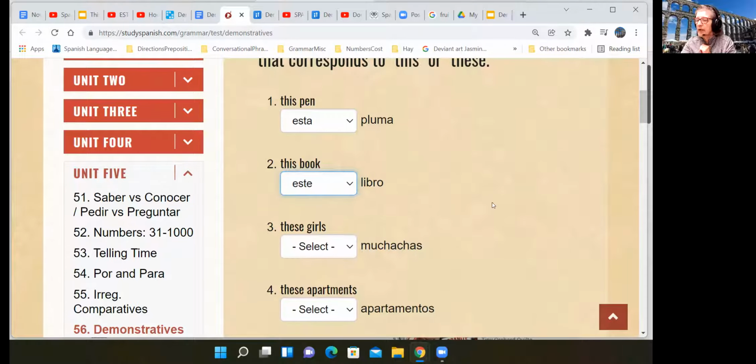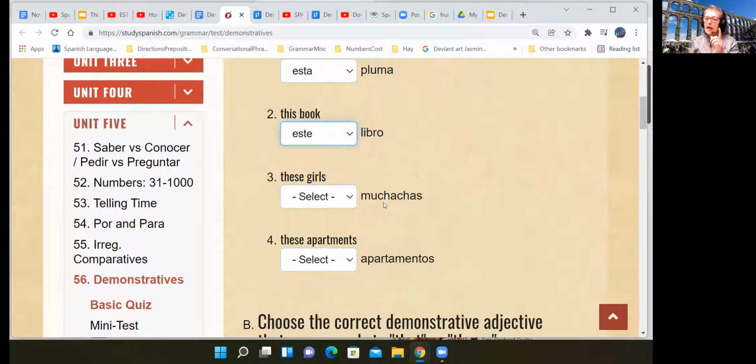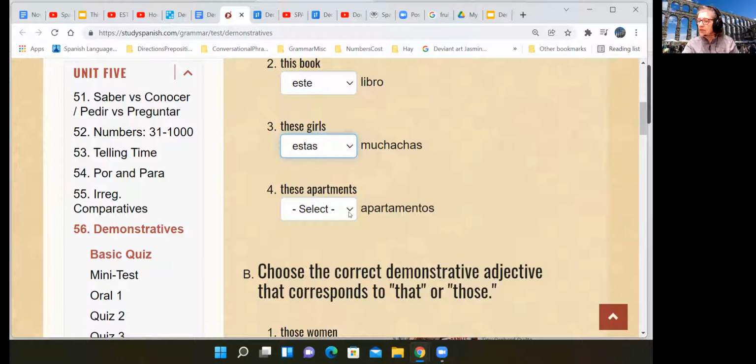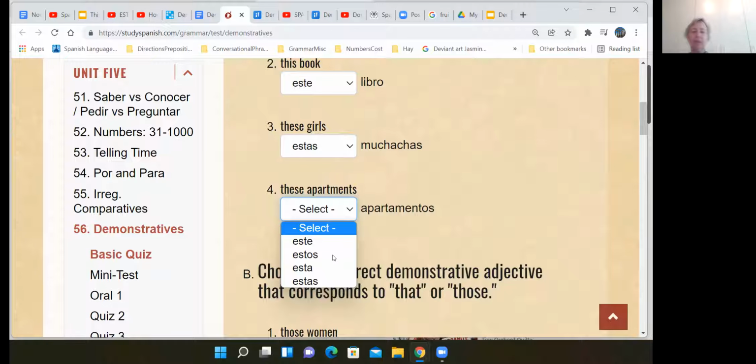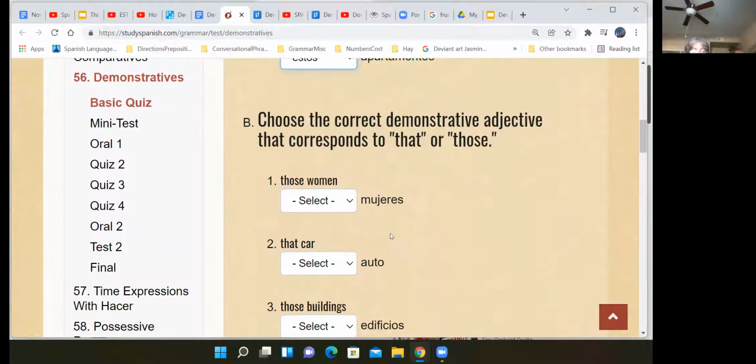Este libro. It would not sound right to say esto libro. We don't match up esto with a noun. Esto means this thing or this time. These girls, estas muchachas. These apartments, estos apartamentos. Perfecto.